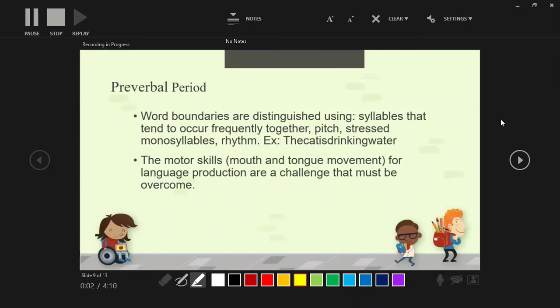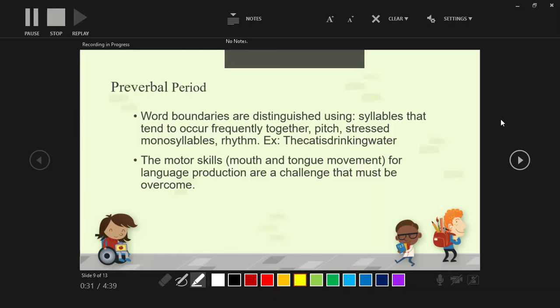Word boundaries are distinguished using syllables that tend to occur frequently together. They also distinguish word boundaries based on pitch, stressed monosyllables, and rhythm. For example, the cat is drinking is an example of what you have observed above, using the syllables that tend to occur together, the pitch, and the stressed monosyllables.